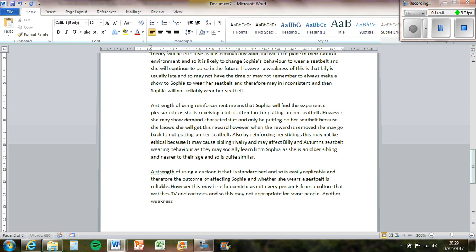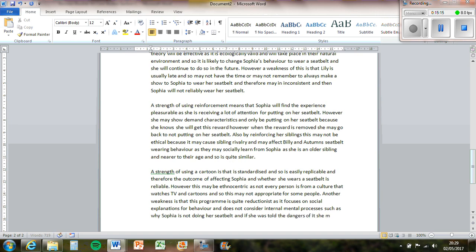Another weakness is that this program is quite reductionist, as it focuses on social explanations for behaviour and does not consider internal mental processes such as why Sophia is not doing her seatbelt, and if she was told the dangers of it, she may choose herself to put a seatbelt on.